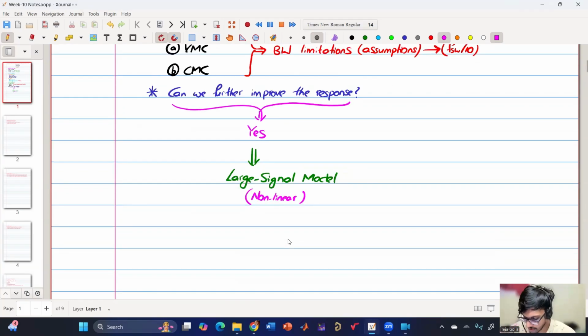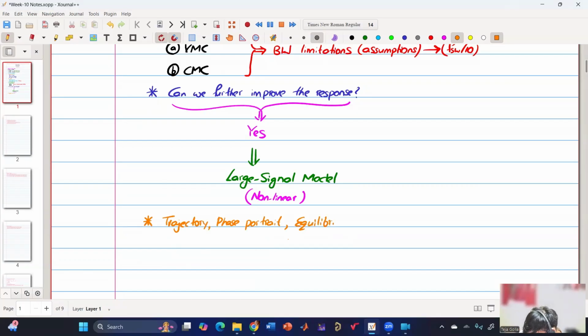So for that, in the last week, the discussion was about trajectory. We have discussed about the trajectory as well as phase portrait. Also, we have discussed about the equilibrium points and then also the stability of the system. So this we have covered in week 9.